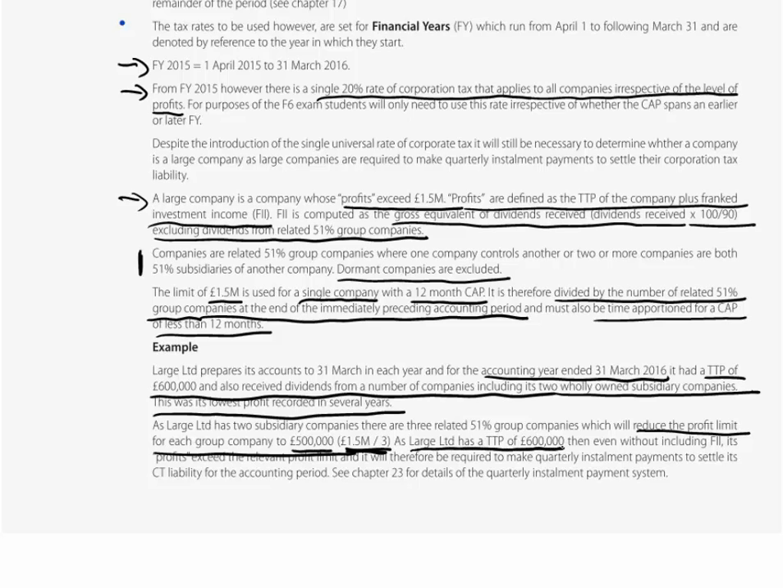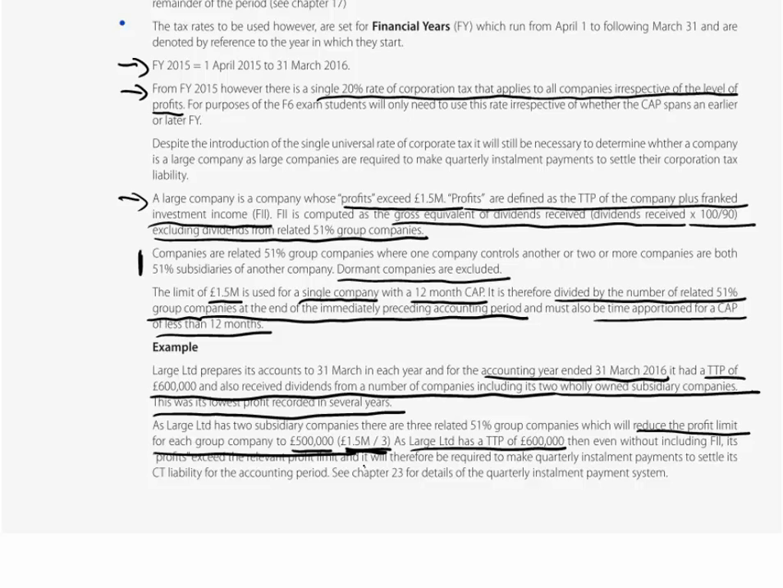Large Limited has a TTP of 600,000, so even without including FII, analysing what dividends received would be classified in their gross form, i.e. times 100 over 90, as FII, and what amounts of dividend came in from subsidiaries which would not be so included, without even worrying about that, we know that the company is therefore large.